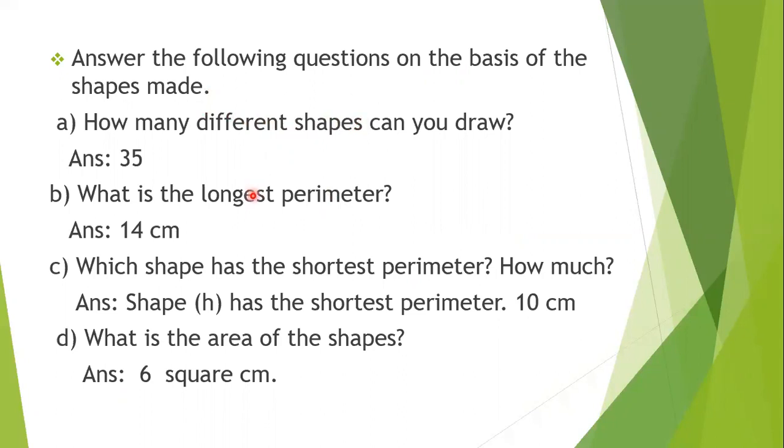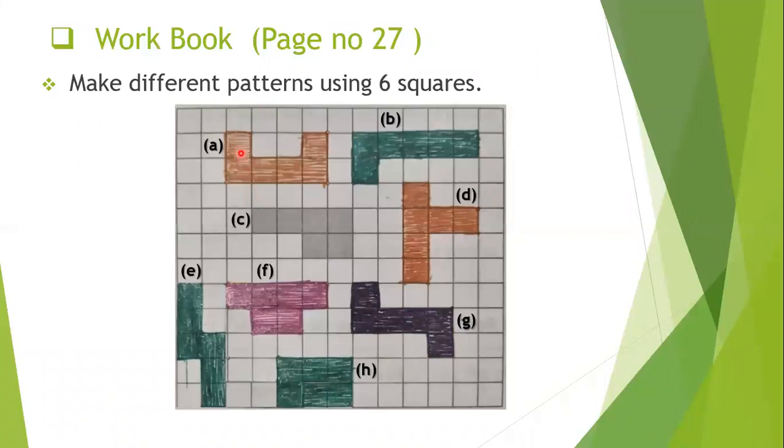What is the longest perimeter? For that we will see the patterns again. Perimeter, you know how to find out the perimeter of the shapes. For that we will add the sum of the measures of the sides. Here we will start from this side. See, 1, 2, 3, 4, 5, 6, 7, 8, 9, 10, 11, 12, 13, 14. So the perimeter of this figure A is 14 centimeter.